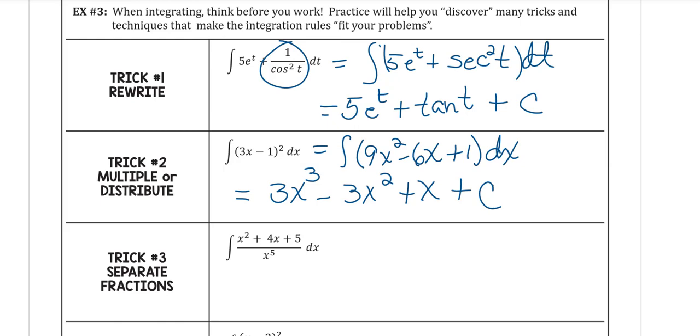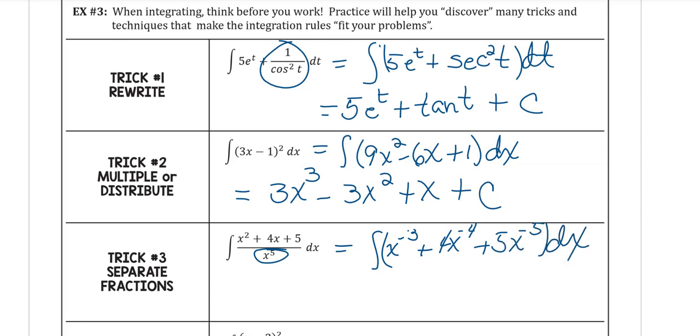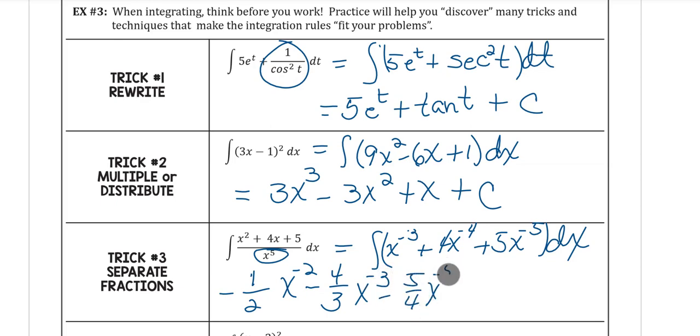And then finally, separate the fractions if you can. Now remember, if there was addition or subtraction in the denominator, you couldn't do that, but I can do that. And I'm also going to rewrite it at the same time. So this becomes x to the negative 3 plus 4x to the negative 4 plus 5x to the negative 5, and that's all dx. So then integrating this, you get negative 1/2 x to the negative 2 minus 4/3 x to the negative 3 minus 5/4 x to the negative 4 plus c.